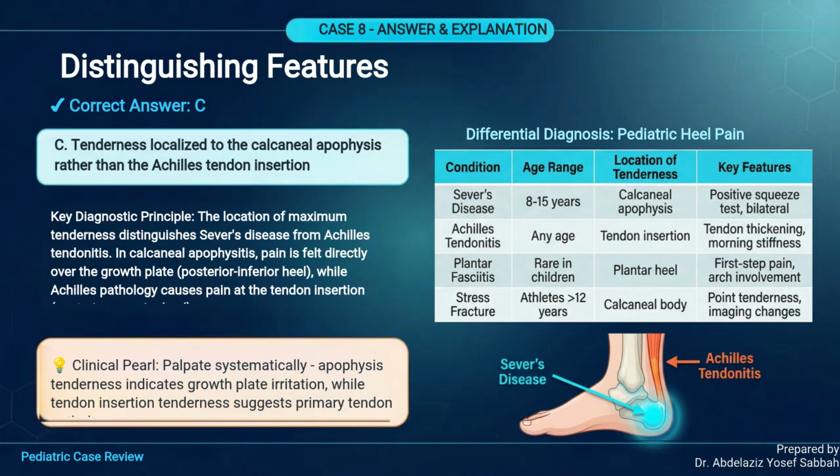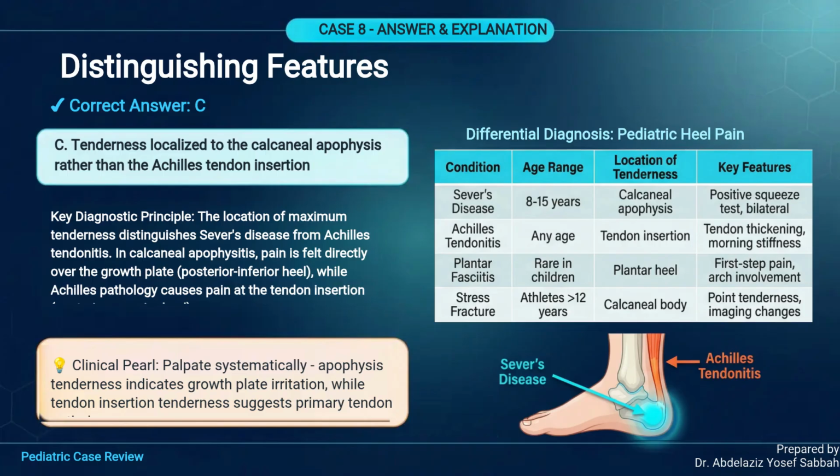Tenderness localized to the calcaneal apophysis rather than the Achilles tendon insertion. The location of maximum tenderness is the key principle that distinguishes Sever's disease from Achilles tendinitis. In calcaneal apophysitis, pain is felt directly over the growth plate at the posterior inferior heel, while Achilles pathology causes pain at the tendon insertion at the posterior superior heel. Palpate systematically. Apophysis tenderness indicates growth plate irritation, while tendon insertion tenderness suggests primary tendon pathology.